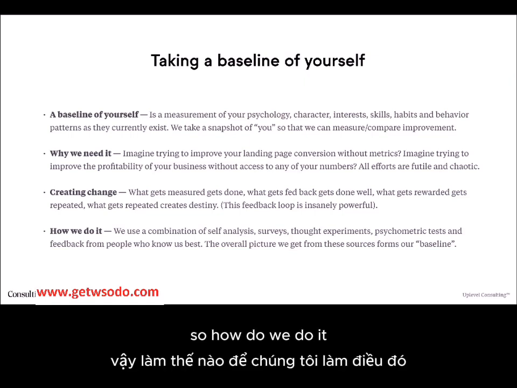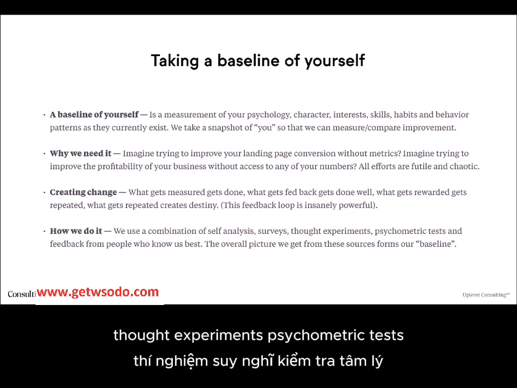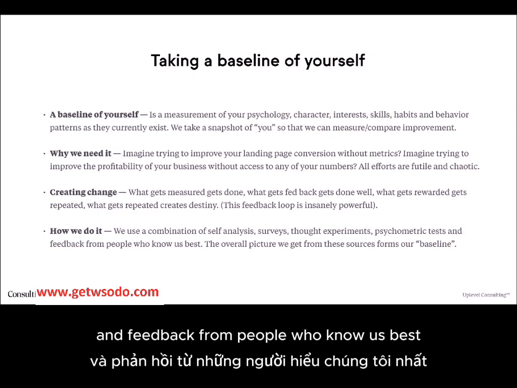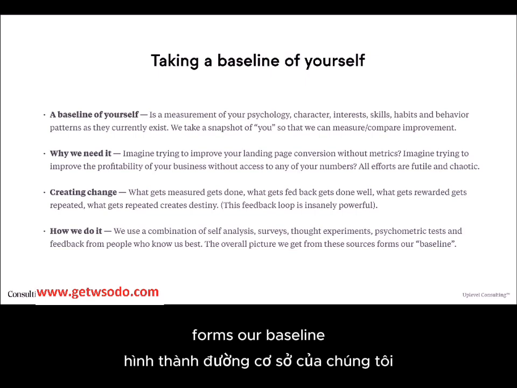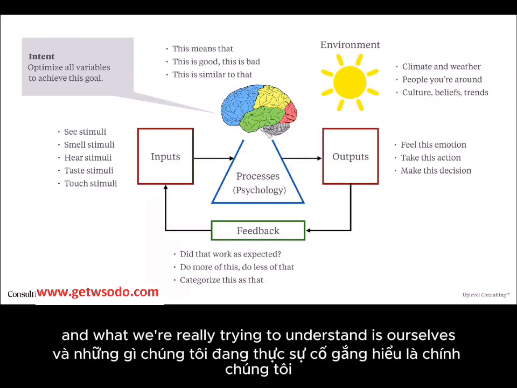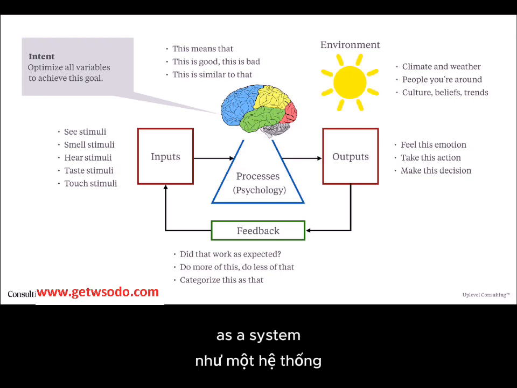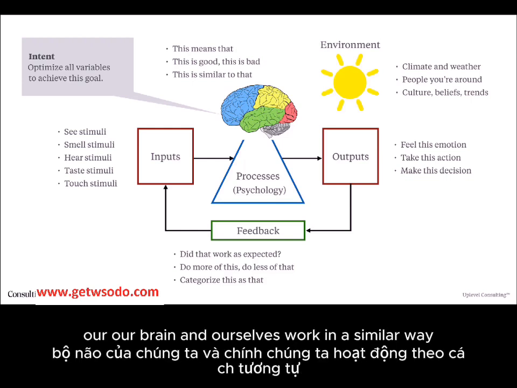So how do we do it? So we use a combination of self-analysis, surveys, thought experiments, psychometric tests, and feedback from people who know us best. And the overall picture we get from these sources forms our baseline. And what we're really trying to understand is ourself as a system and our psychology. Because just like a machine, our brain and ourselves work in a similar way.